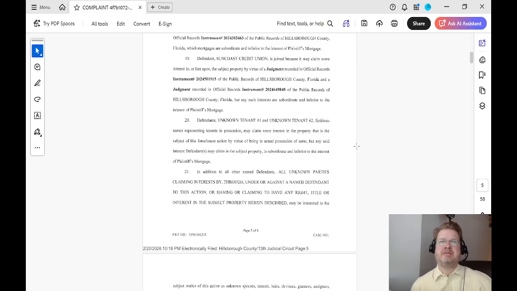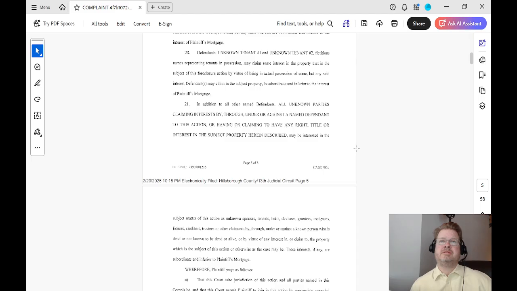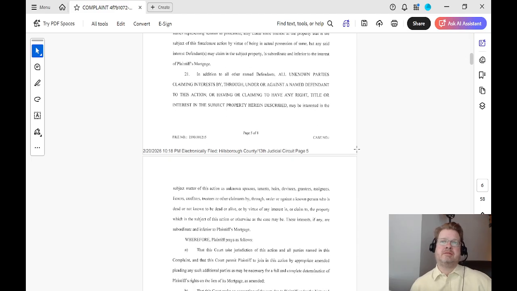Well, tenants might have rights to occupy the property even after a foreclosure. By naming unknown tenants, the plaintiff ensures that any leasehold interests are addressed in the case. After foreclosure, the new owner can decide whether to honor the lease or terminate it, but everyone needs notice to protect due process.